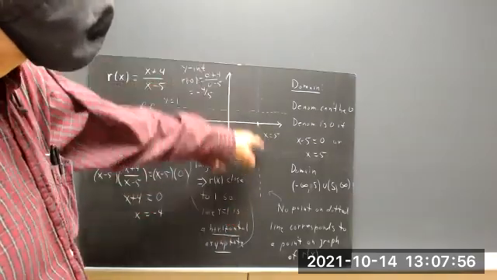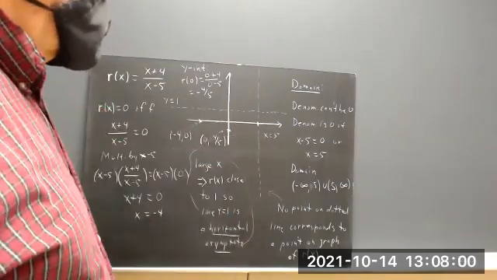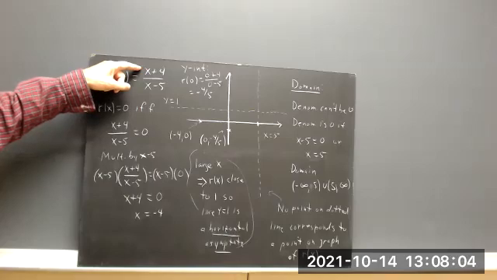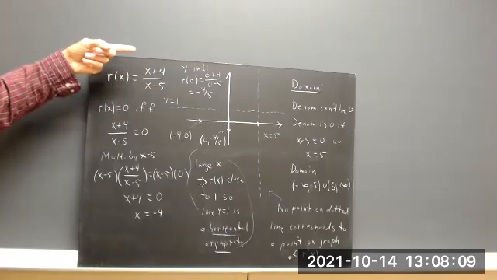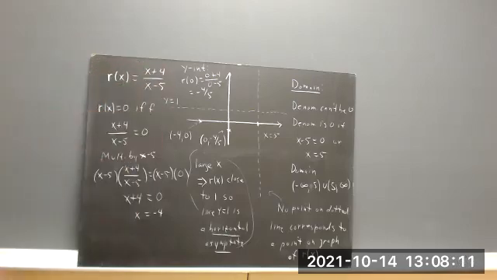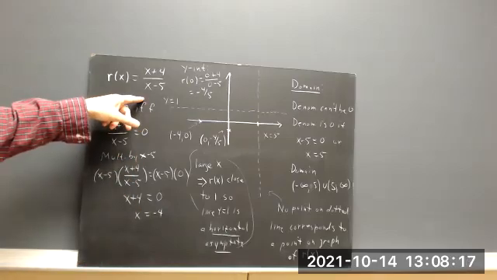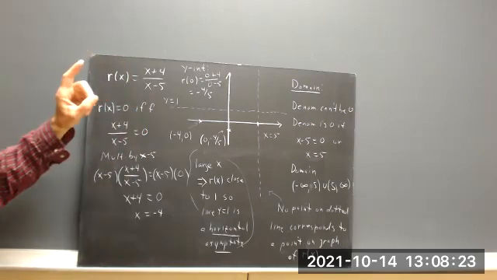Now, as you approach x equals 5, the numerator is close to what? If x is close to 5, the numerator is close to 9, isn't it? If x is 5, the numerator is 9. You can't let x equal 5, of course, because that would make the denominator 0, and you can't divide by 0.